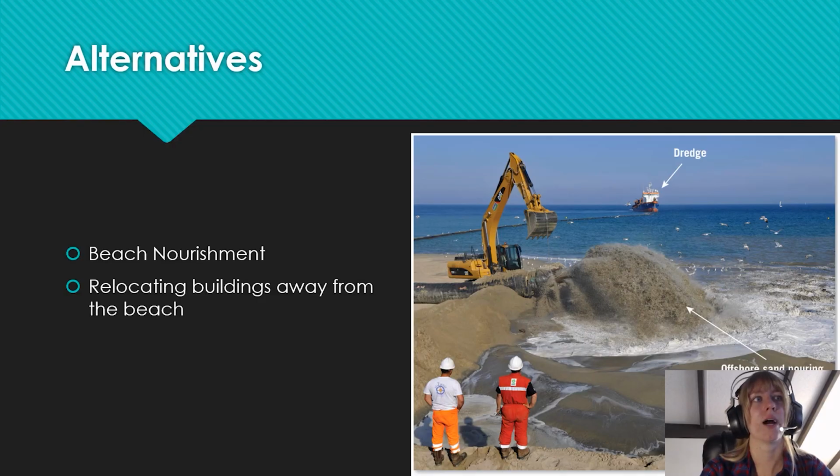All right, alternatives are beach nourishment and basically relocating buildings away from the beach. Basically, please do not live on the beach. Beach nourishment is when we dredge offshore sand and then put it on land itself. And this is where we're going to get a lot of our really pretty seashells. Unfortunately, it's going to lead to disruption of the biology out there, but we get our beaches.